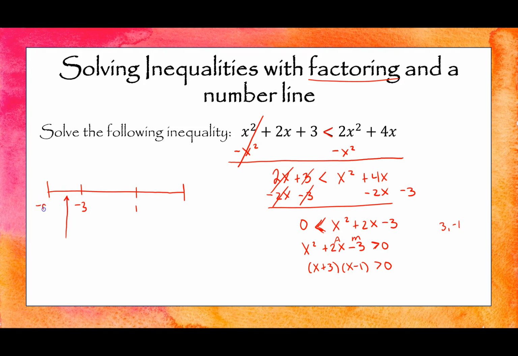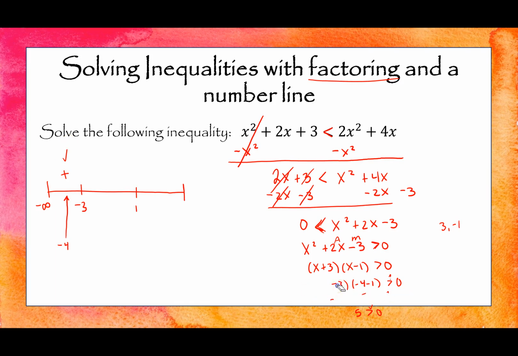So what's a number that's in between negative infinity and minus 3? Well, I'd say a minus 4. So we take that minus 4 and we plug it in. So we have minus 4 plus 3 times minus 4 minus 1, and we're going to see, is that greater than 0? That's going to give me a negative 1 times a negative 5, and that is 5. Is 5 greater than 0? Well, yes, it is. So I am going to say that this is positive, or you could give it a check saying yes, it is greater than 0.